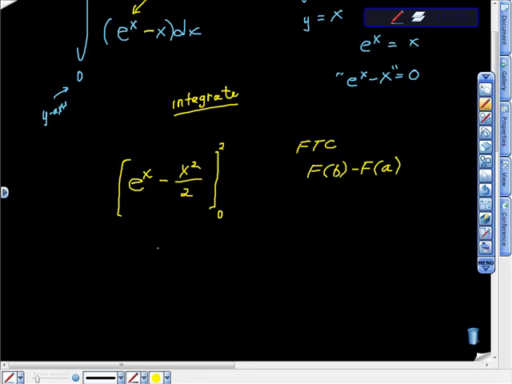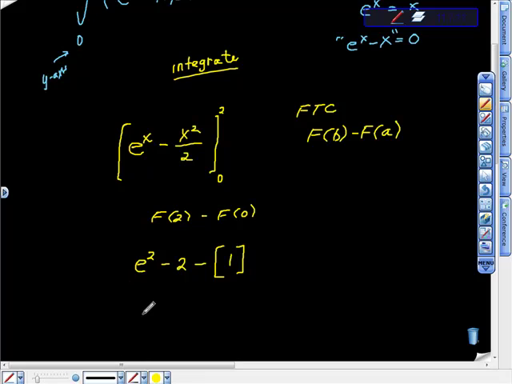So I'm going to evaluate this, and we're going to take f of 2 minus f of 0, right? F of 2 would be e squared minus 2 squared over 2, which is 4 over 2, which is just 2, right? This negative sign is this one. And f of 0 now. What is f of 0? Well, 0 squared over 2 is 0, and e to the 0 power is just 1, isn't it? So far, so good? And then our solution will be e squared minus 3.